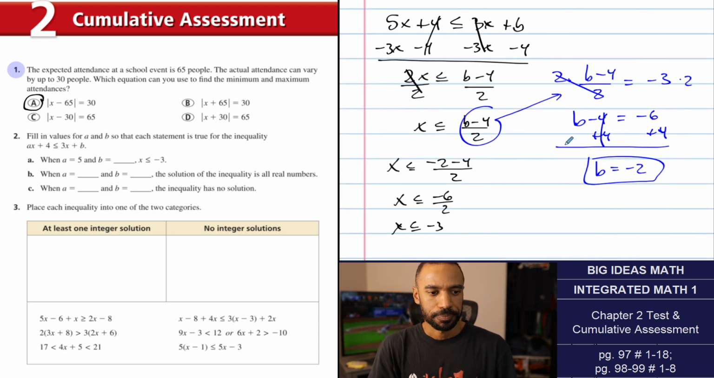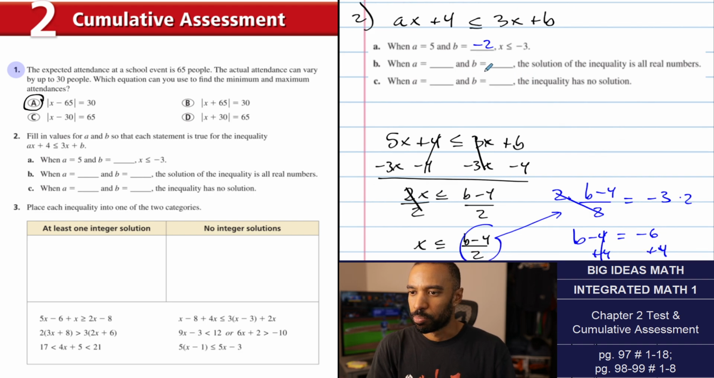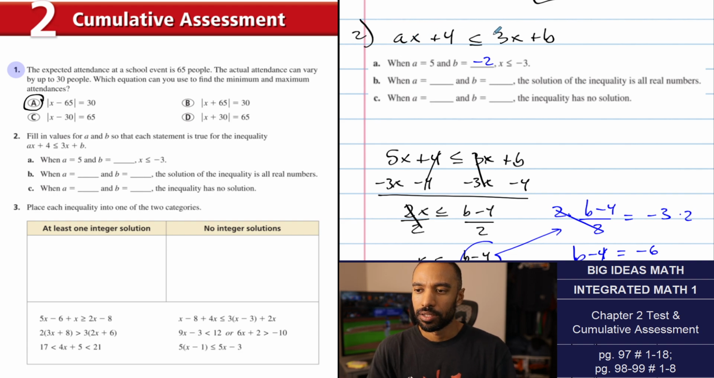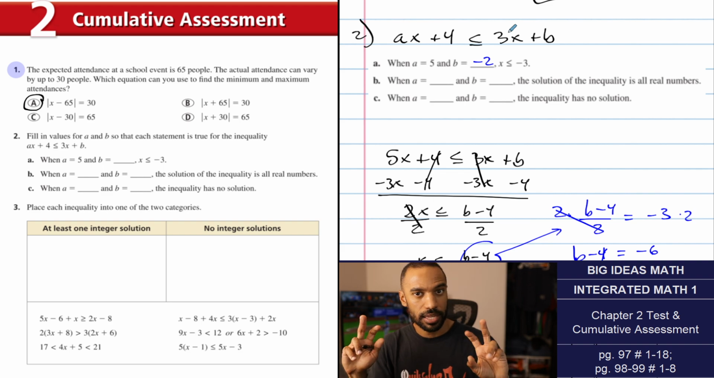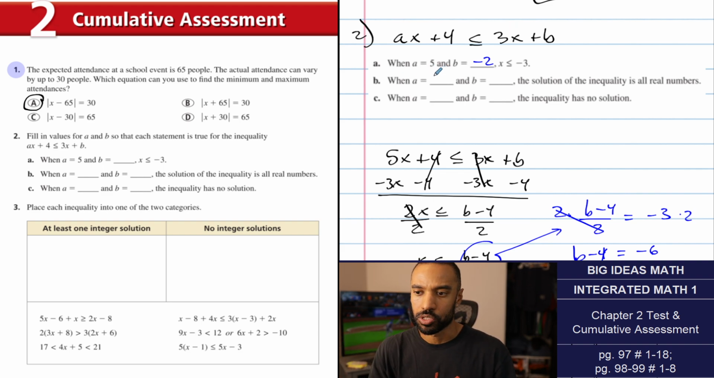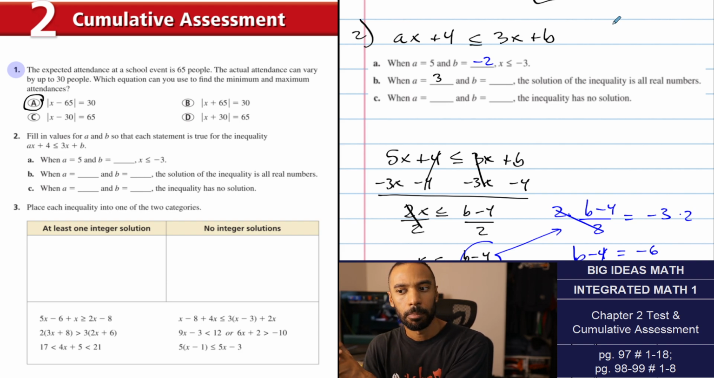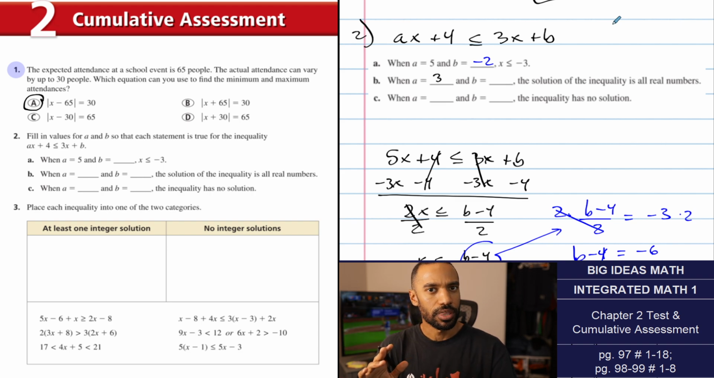That's part A. Part B. When A equals blank and B equals blank, the solution of the inequality is all real numbers. So to get all real numbers, I think this is one we can do without showing work. A would have to be 3x, or 3, for the 3x's to cancel, for us to even have this situation to begin with. So A would have to be 3 straight up. For this to work, B can be, it says 4 is less than or equal to B. As long as that's a true statement, B is good.